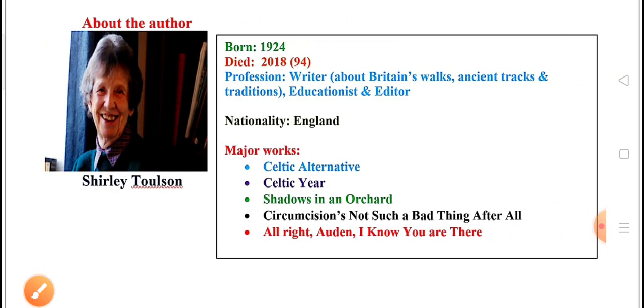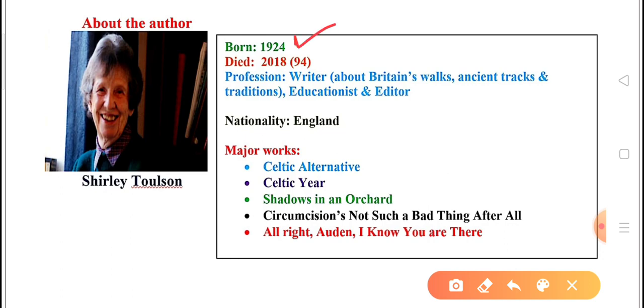To begin with, we'll peep into the life of the poet, and the poet is Shirley Toulson. Shirley Toulson was born in 1924 and died in 2018 at the age of 94. If we talk about her profession, she was a writer, and basically she wrote about Britain's walks, ancient tracts and traditions. She was an educationist and an editor also. She was born and brought up in England.